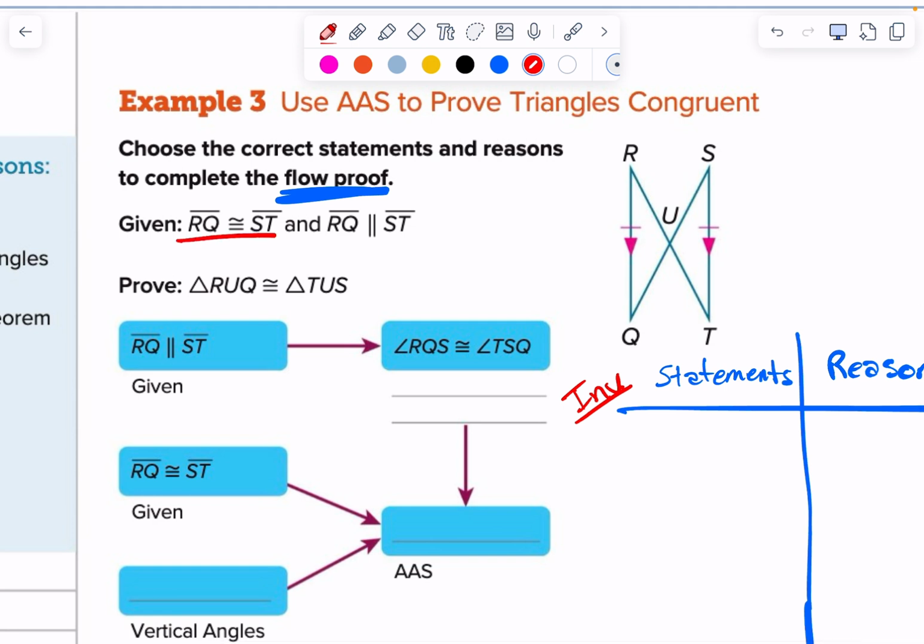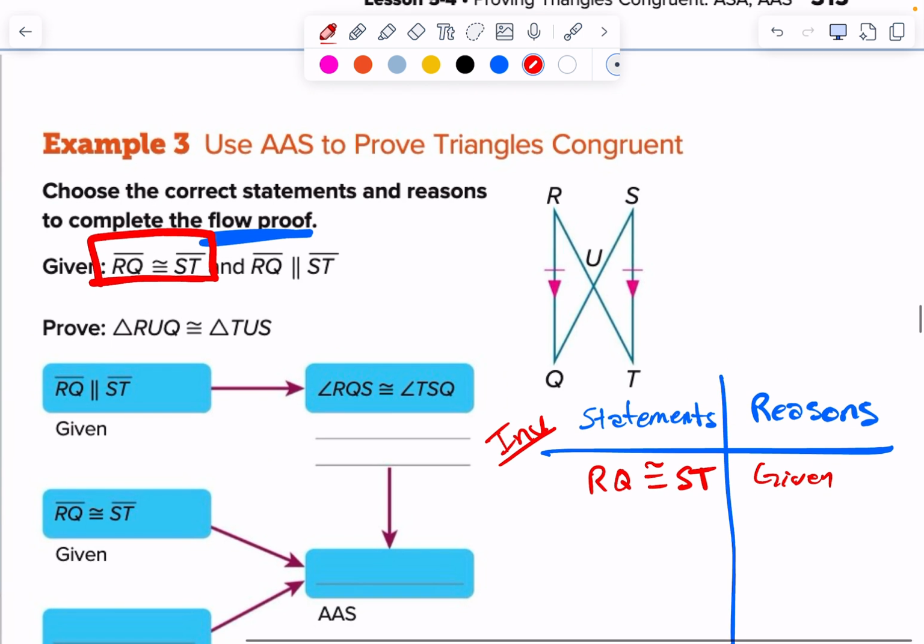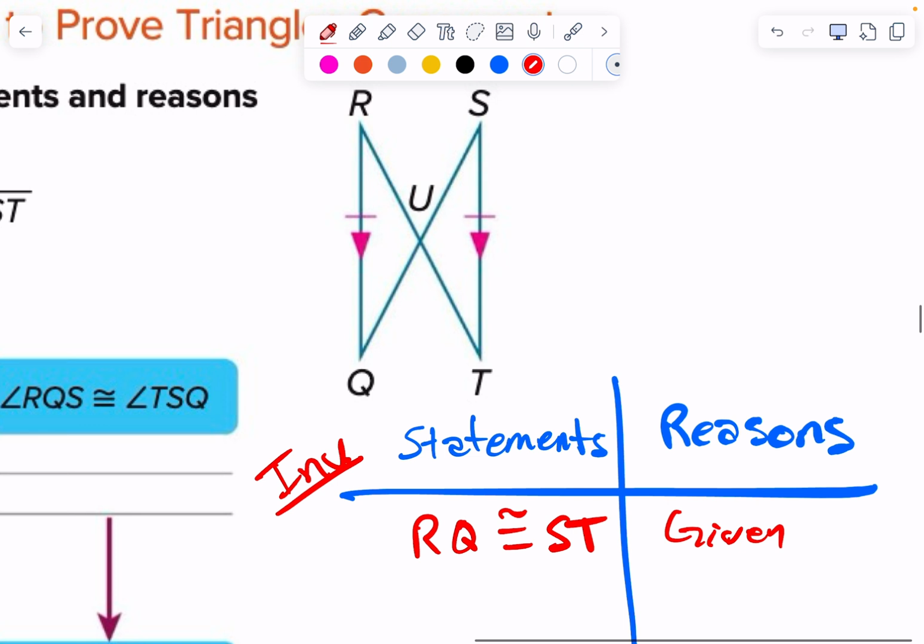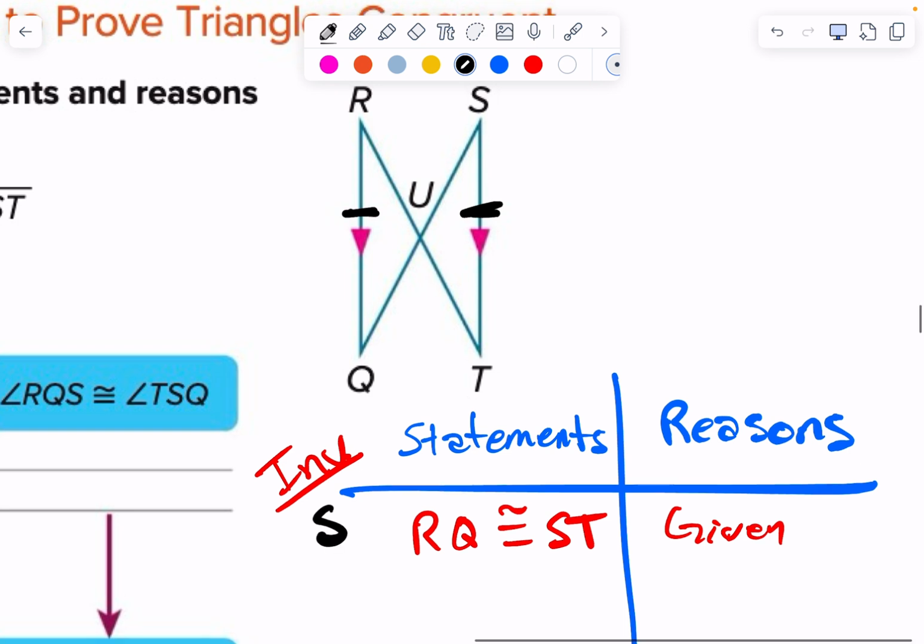They tell me, first and foremost, I'm going to go piece at a time. They say that RQ is congruent to ST. That is given to me. Okay? That's given. All right, write that down off to the side in your column. Go. Example 3. All right, that is covering this tick mark. RQ and ST, those are the same. That gives you a side, Trevin said. So in your inventory, put side.